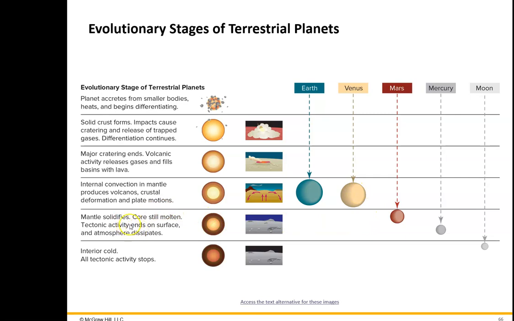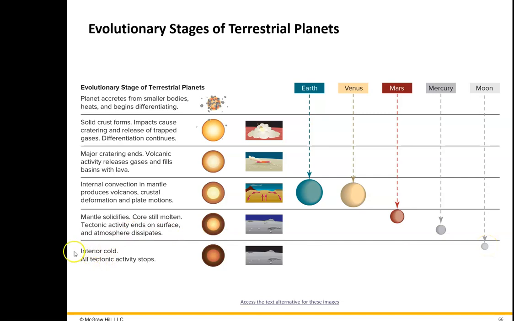The mantle solidifies. So this is beyond where the Earth is right now. The mantle solidifies, the core is still molten, but tectonic activity has ended on the surface, and the atmosphere begins to dissipate into space. Notice that's right where Mars is at. Over time, its atmosphere will almost be non-existent. As it is, there's no atmosphere on Mercury. There's no atmosphere on the moon.